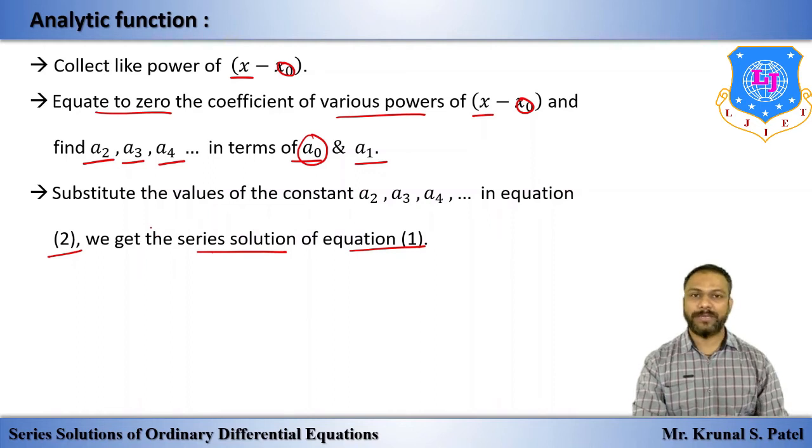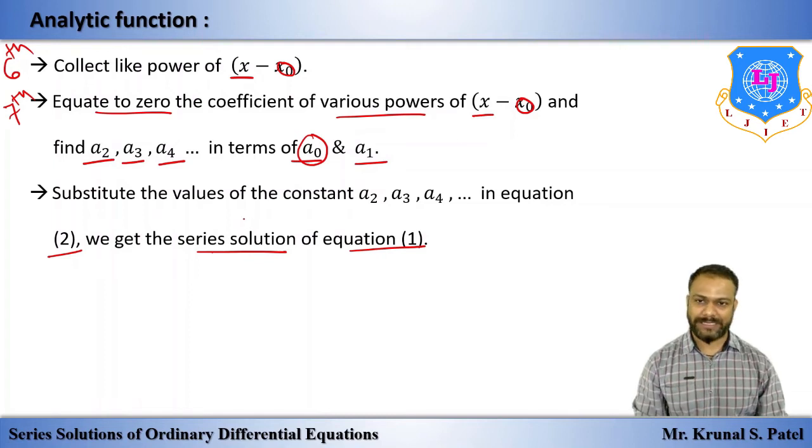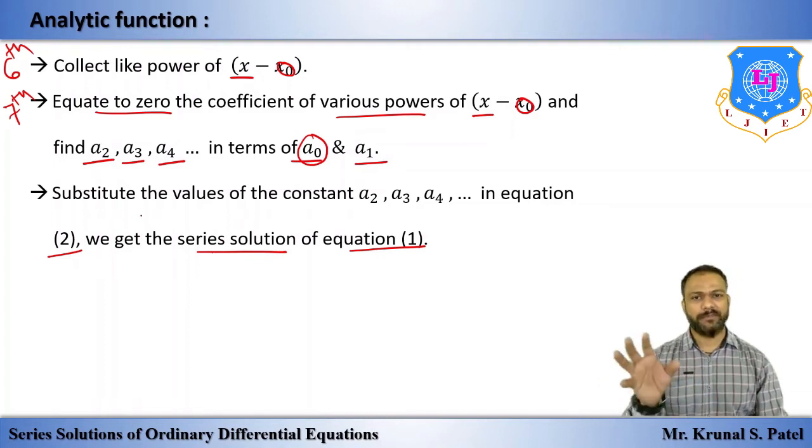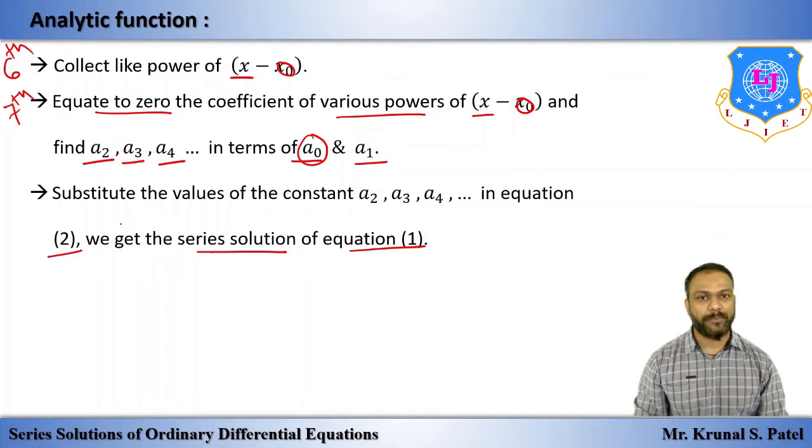Okay, again, first step is trial solution, second step is substitute in equation number 1, third step is simplify, fourth step is make power of x equal, fifth step is make limit of sigma equal, sixth step is collect the like power of x, and seventh step is equating to 0 the coefficients of various powers of x. And then just simplification, 2-3 steps. These are the steps of our example. Okay, that you have to remember.